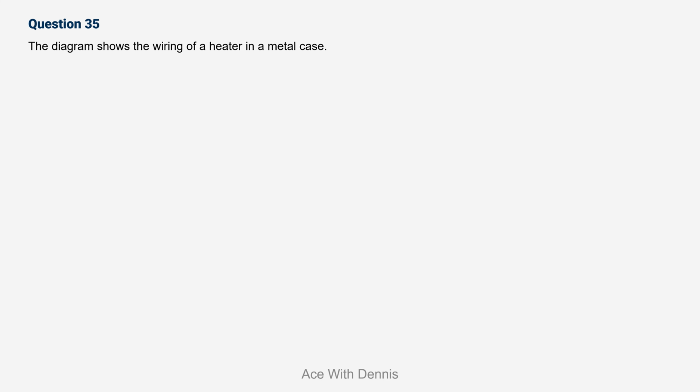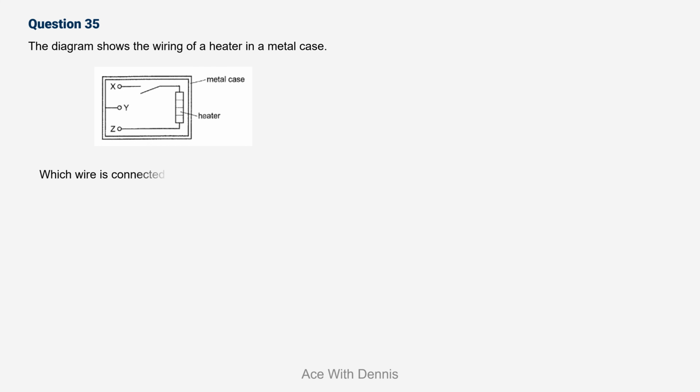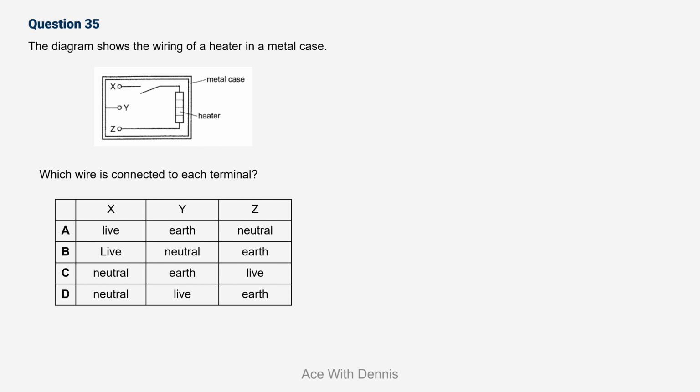Question 35. The diagram shows the wiring of a heater in a metal case. Here is the diagram. Which wire is connected to each terminal? Here are the options. So basically it is asking whether X, Y, and Z are connected to the live, neutral, or the earth wires.